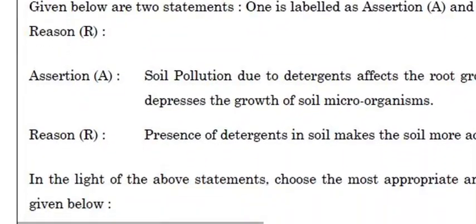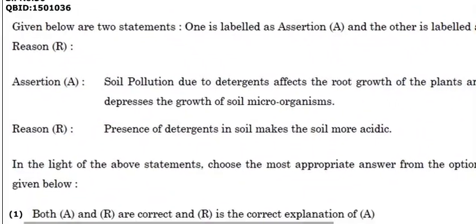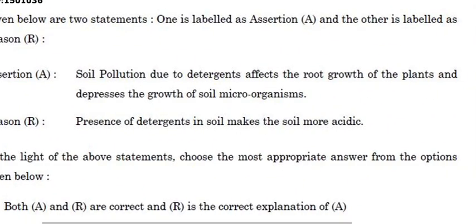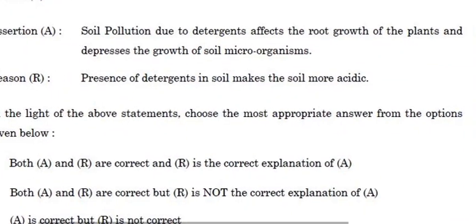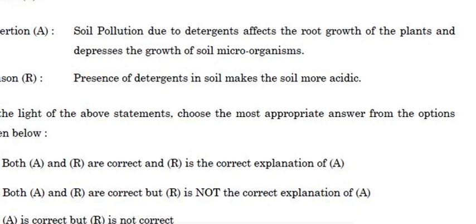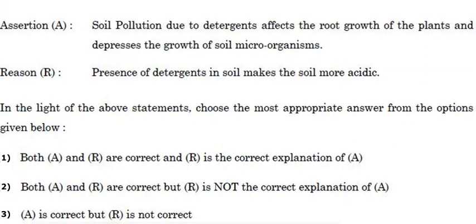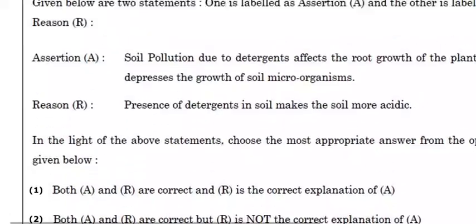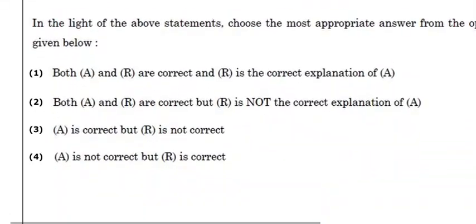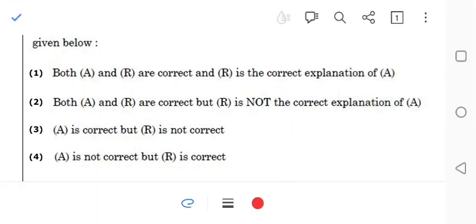Question 36 says, given below are two statements. One is labeled as assertion and the other is labeled as reason. Assertion says soil pollution due to detergent affects the root growth of the plants and depresses the growth of soil microorganisms. Reason is saying presence of detergents in soil makes the soil more acidic. The correct option will be: assertion is correct but reason is not correct.